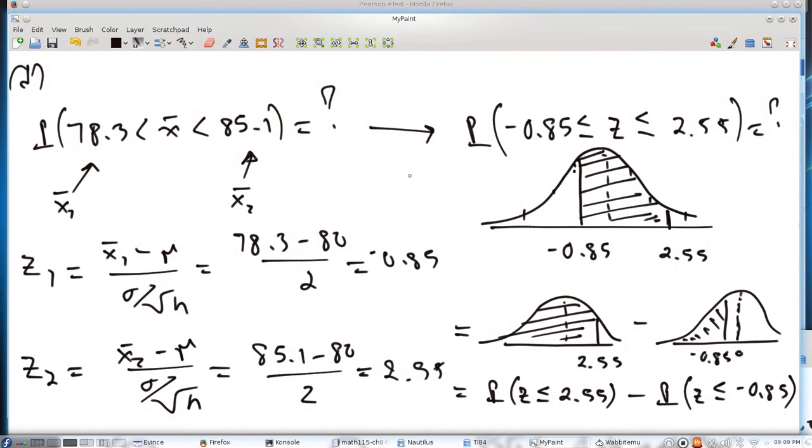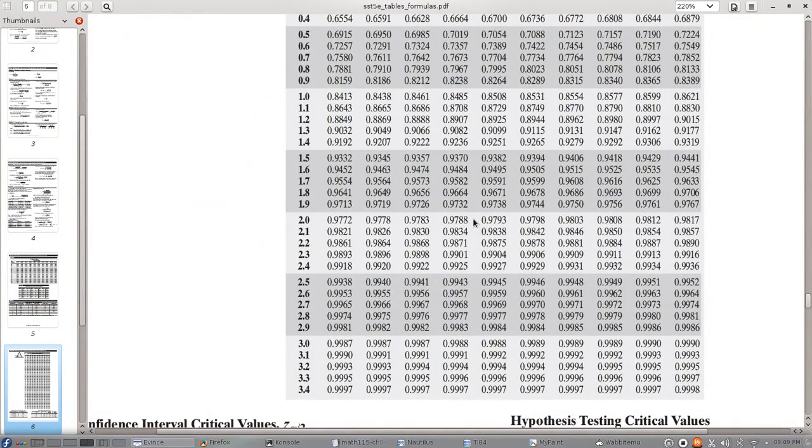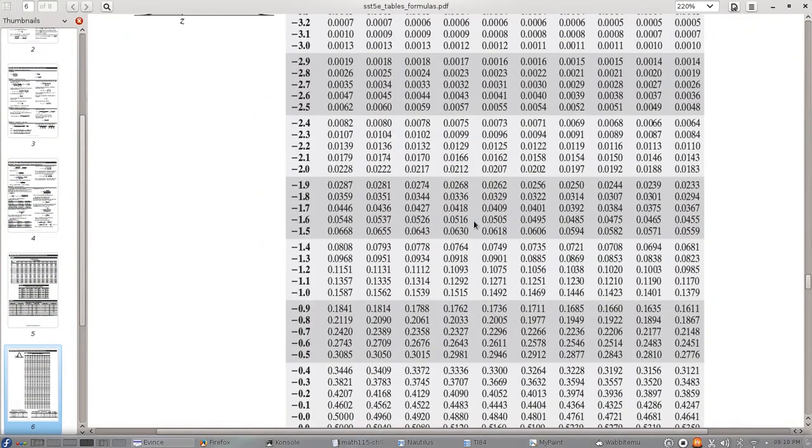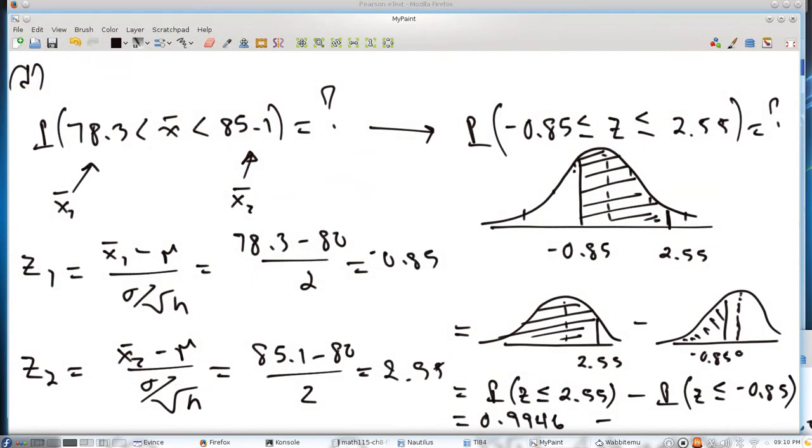I could probably squeeze that value in here: 0.9946. That's what it read. The second curve gives us a negative value, negative 0.85. So negative 0.85 is up here, under the same column: 1, 2, 3, 4, 5, and 6. That's the value that I get: 0.1977. Let's write that down.